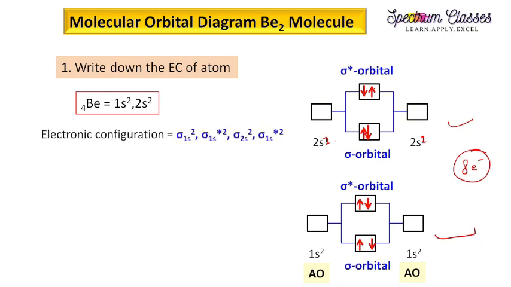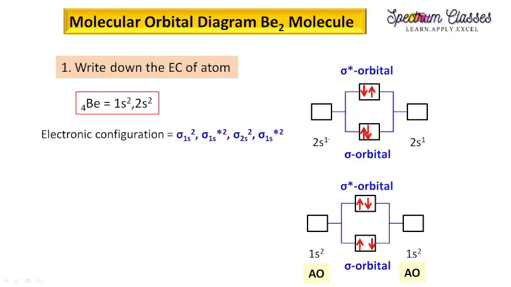Now coming to writing the electronic configuration. Sigma 1s, sigma star 1s, sigma 2s, sigma star 2s, and then write the number of electrons present in these orbitals. 2 electrons, 2 electrons, 2 electrons, and 2 electrons here. Yes, this is how one can write down the electronic configuration for a molecular orbital, right?